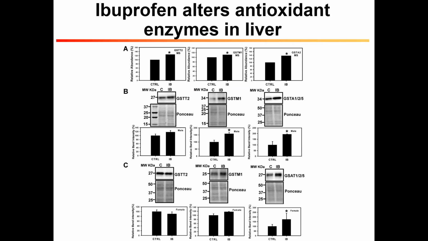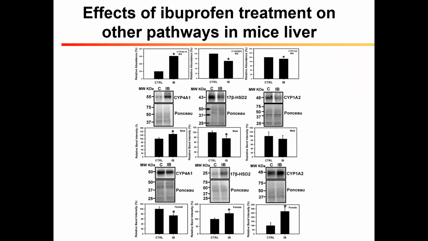If we look now at stress-related response, so these are glutathione and glutathione transferases, things that normally are in our cell to remove stress and oxidized proteins and prevent proteins from becoming oxidized. Our mass spec told us that these were increased. We did Western blotting and we found that they were increased in males and not as much increase in females, but some were increased in females.